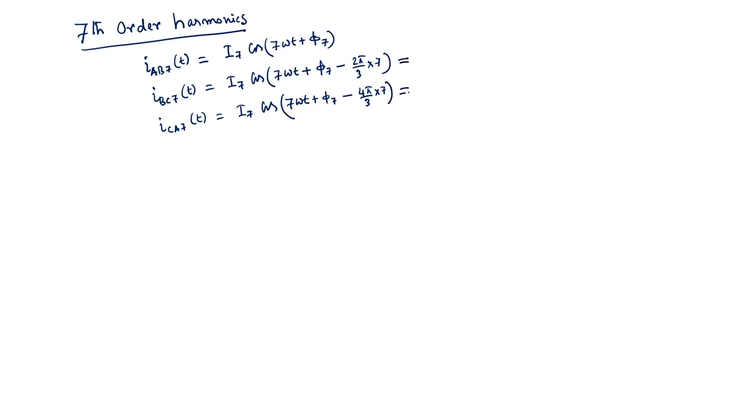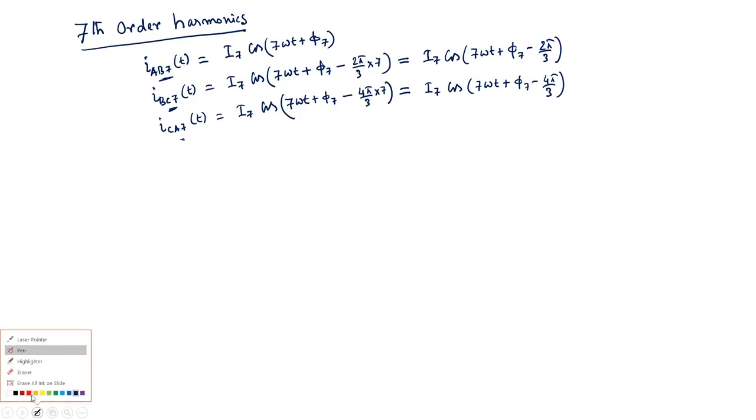And if you simplify these two, what you will get is I7 cosine(7 omega t plus phi 7 minus 2 pi by 3), and I7 cosine(7 omega t plus phi 7 minus 4 pi by 3). So, what you can see is that the phase difference between IAB and IBC is 2 pi by 3, and between IBC and ICA is again 2 pi by 3, and this is similar to the fundamental component.